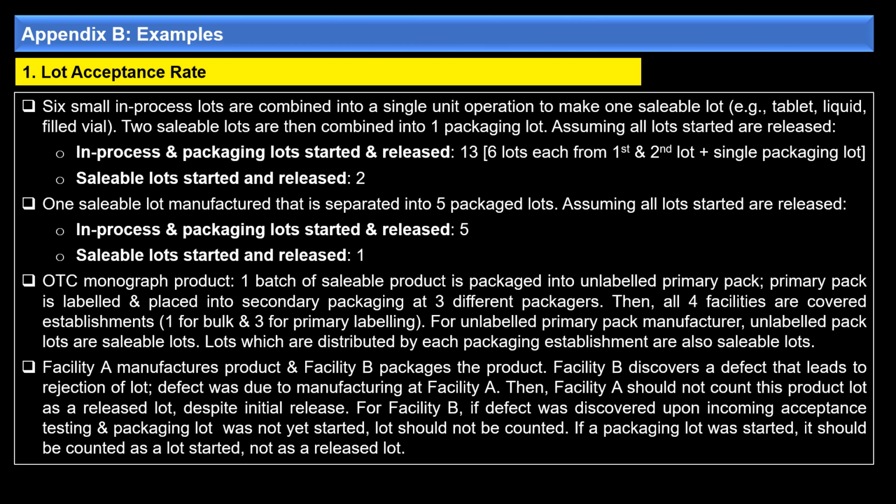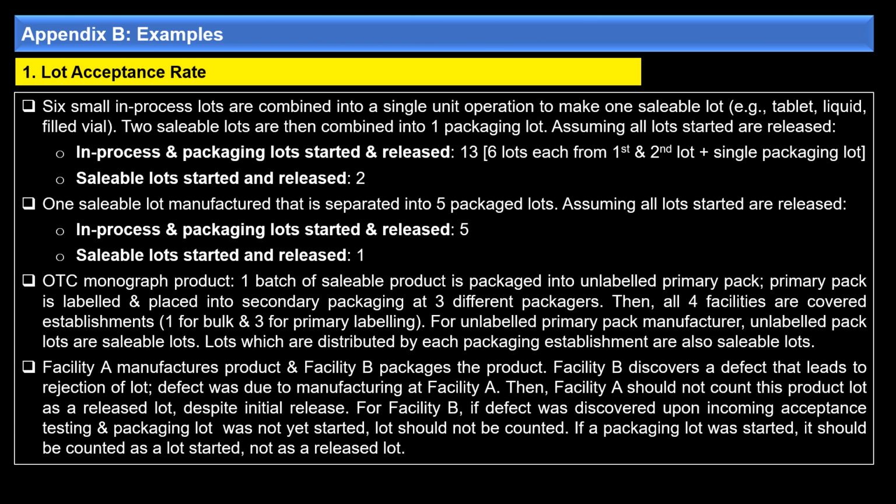Facility A manufactures product and Facility B packages the product. Facility B discovers a defect that leads to rejection of the lot. The defect was due to the manufacturing at Facility A. Then Facility A should not count this product lot as a released lot, in spite of it having been released earlier.